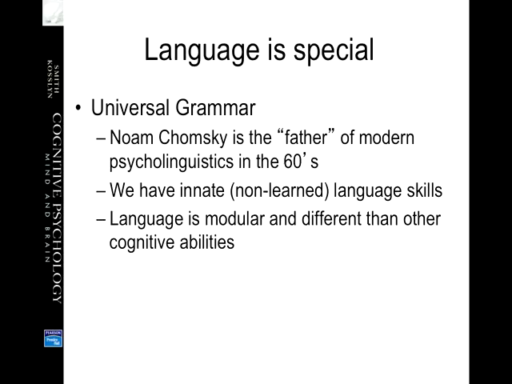So we are a pre-built system, like buying a computer with a language. And the language is modular. Modular just means you have a special lobe or module in the brain that does that. So it's kind of like having a video card on your computer. We have a language card. And it is very different from the rest of our cognitive abilities: perception, memory, attention, that sort of thing.